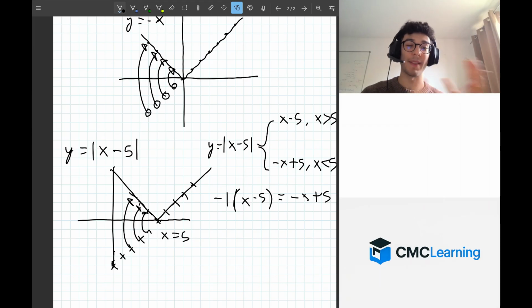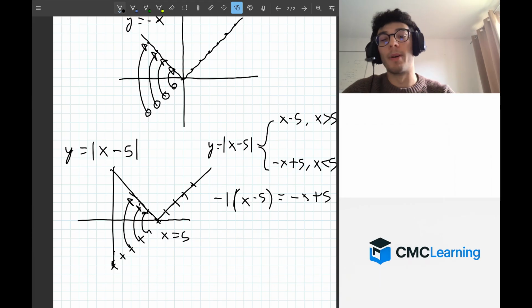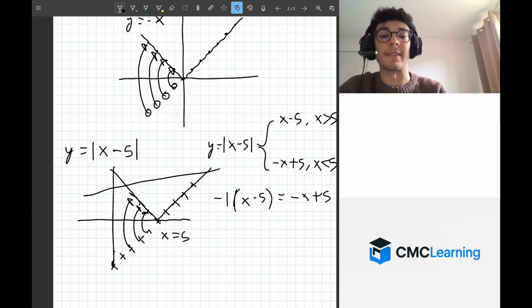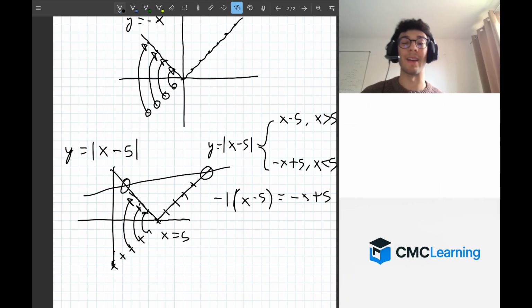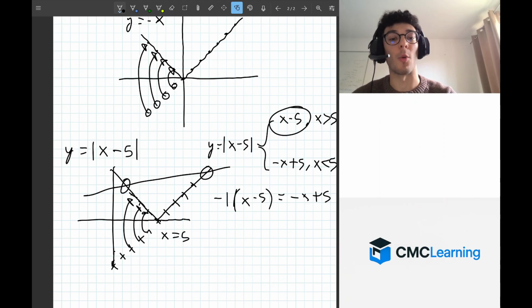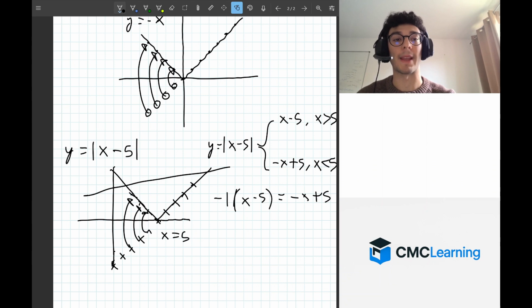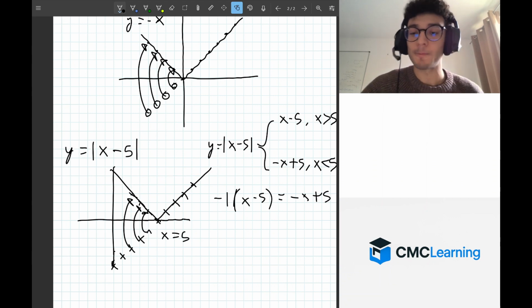So we can see we can split this up into two distinct lines, and this might help for things like finding intercepts. If I wanted to find this intercept here, or this intercept here, I need to know which line I should be using, which equation of the line I should be using. So that is one application of these modulus functions.